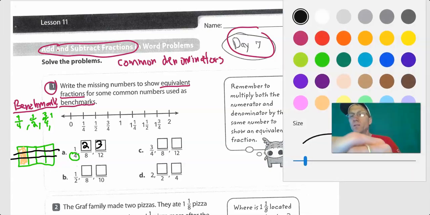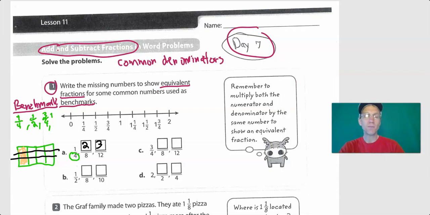Okay, let's do a half pizza down here. If you have a pizza with 8 slices, half of the number of slices would be 4. That's a half. If your pizza has 10 slices, what would half the slices be? 5/10.